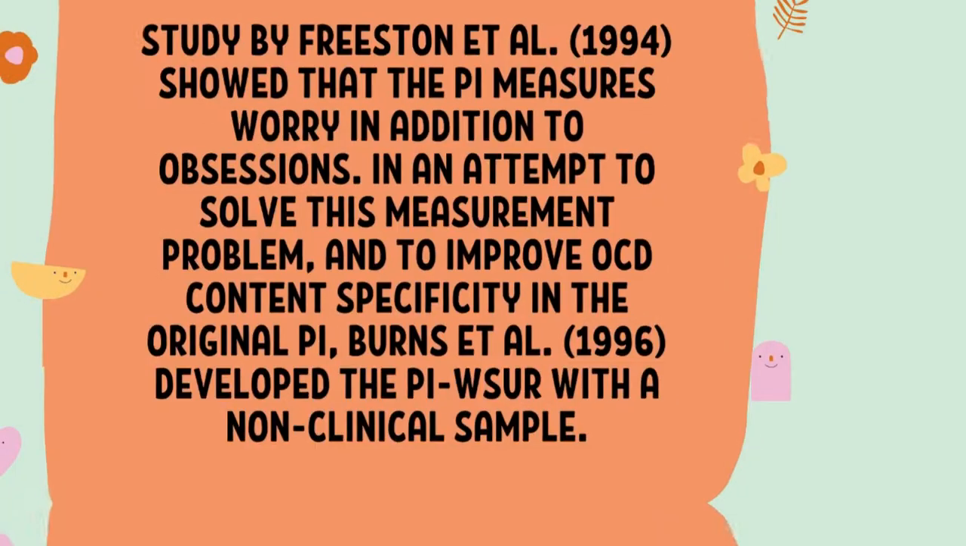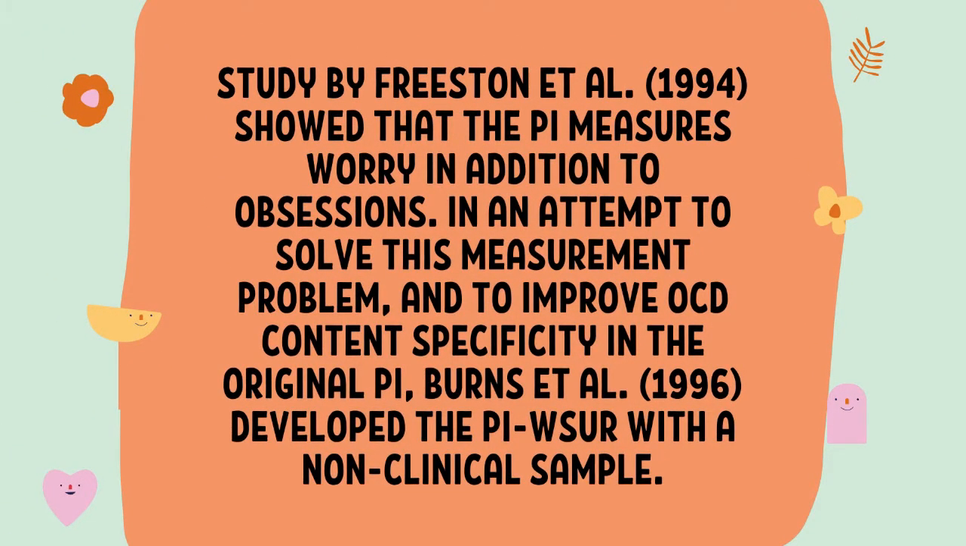However, according to a study by Freestone in 1994, it showed that the PI measures worry in addition to obsessions. Thus, to solve this problem and to improve OCD content specificity in the original PI, Burns in 1996 developed the PI-WSUR with a non-clinical sample.